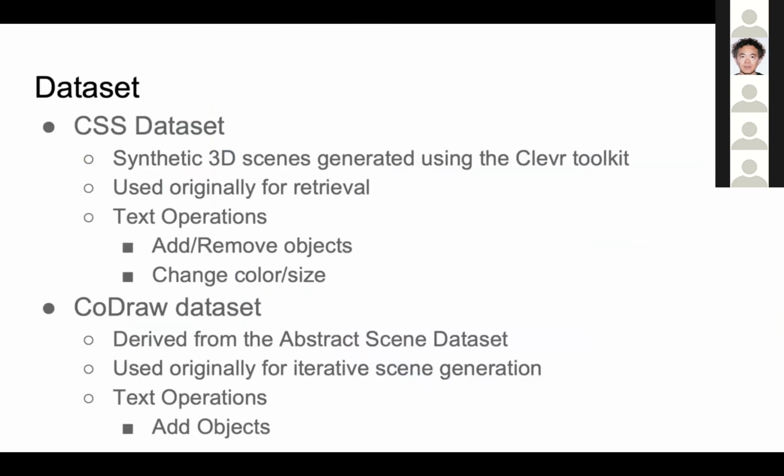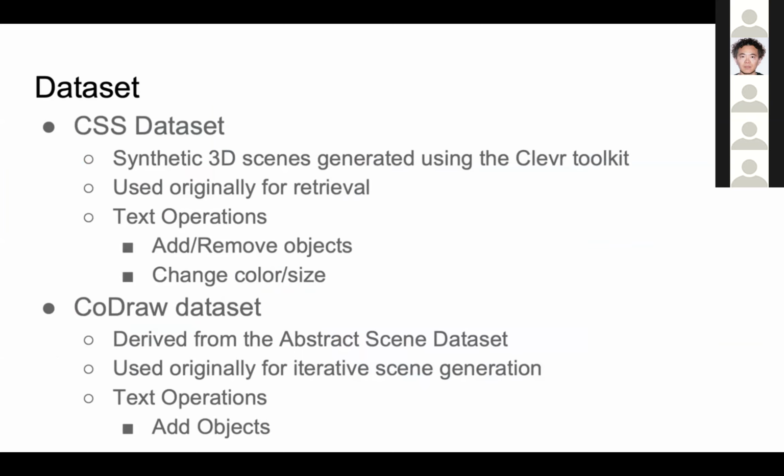So we are testing our method on two data sets. The first one is called CSS dataset. It's a synthetic 3D scenes dataset generated using the Clever toolkit. And it's used originally for retrieval. There are multiple text operations, including adding, removing objects, and changing colors and sizes of objects.